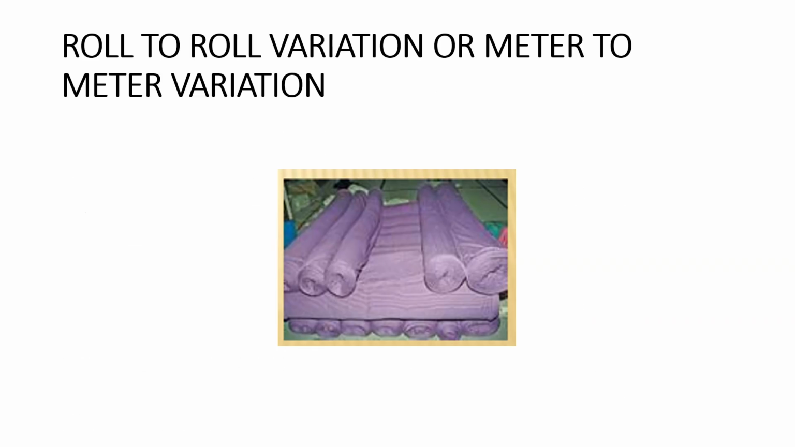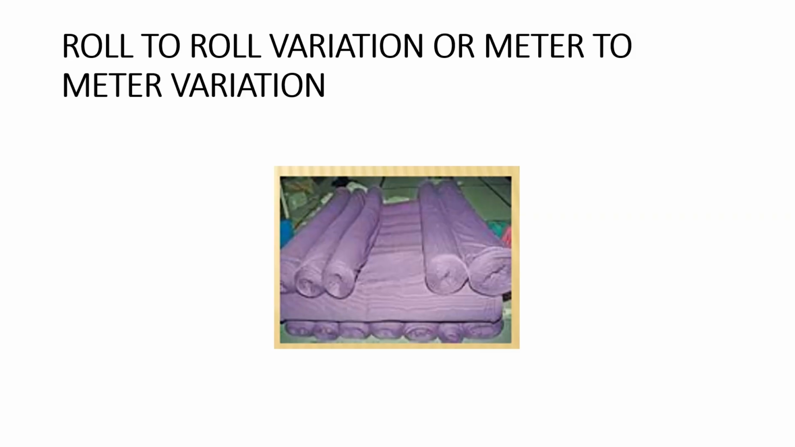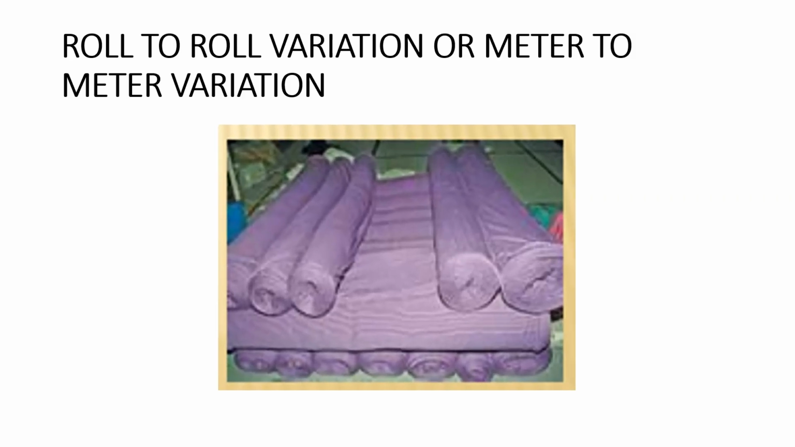Then roll to roll variations, yes, this is very common in the industry. Roll to roll variation or meter to meter variations occur in the fabric. So while we are doing the cutting operation, we have to be cautious that we do the sorting properly. The rolls are to be sorted out. That is the only way to get rid of such roll to roll variations or meter to meter variations in the dyed material.